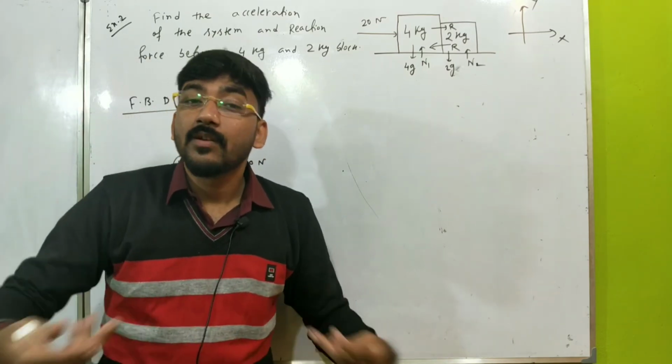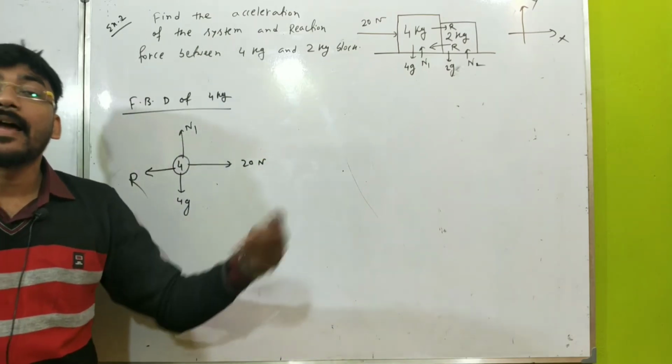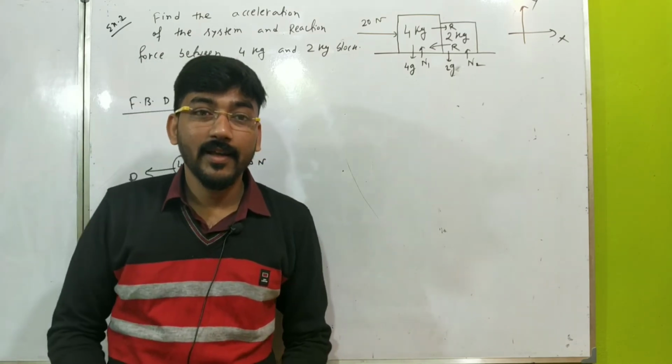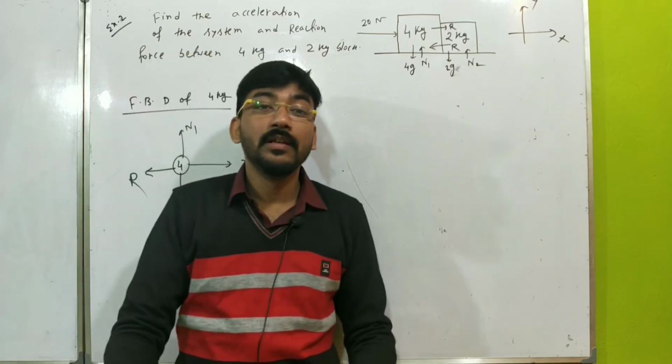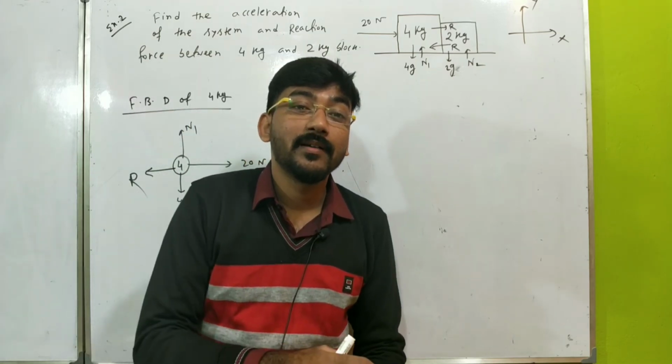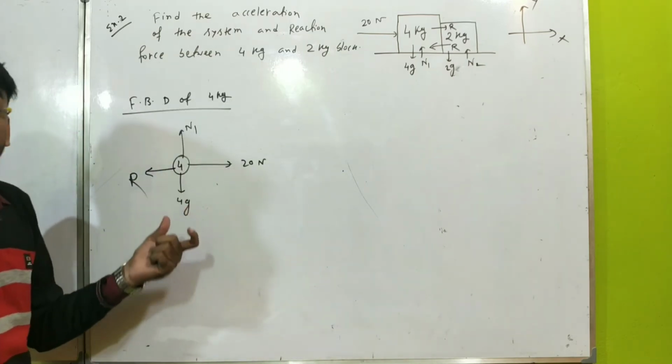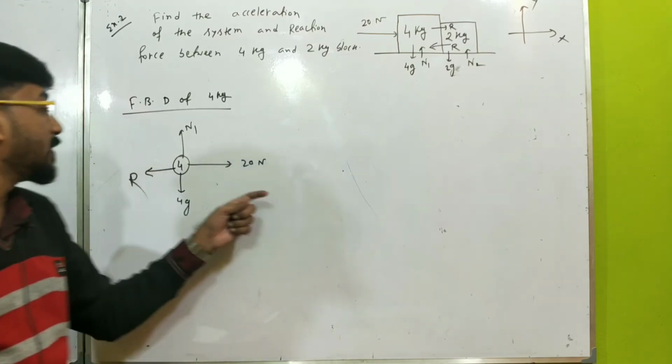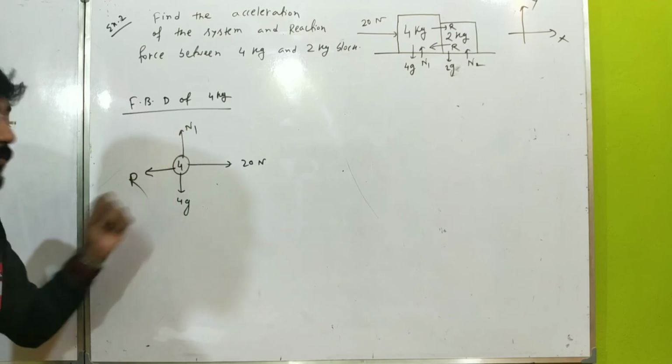We have no concern about the force that an object is giving. It gives whatever it gives, but only for the forces that it feels will the motion occur. So we have to concentrate on the forces that the object feels. Here the object feels this 20 Newton, this R, this N1 and this 4g.